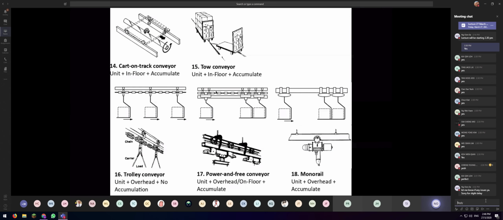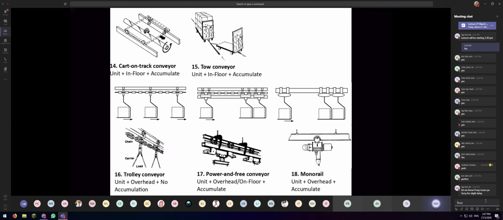There is a cart on track conveyor where, let's say, the unit is already on a cart, and the conveyor system basically just moves the individual carts. So the conveyor itself, in a sense, has different units. The tow conveyor is similar in the sense that there will be different carts, but the carts themselves are not powered, and so you will need to tow them.